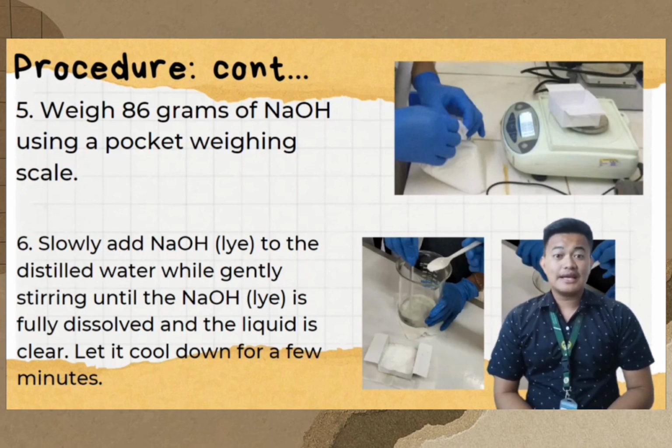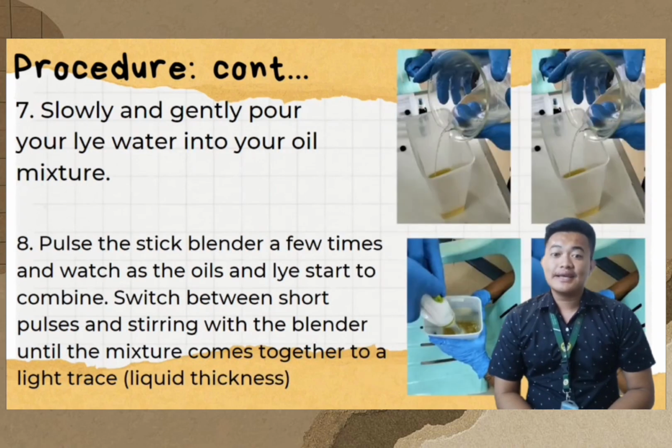Next, slowly add NaOH or lye to the distilled water while gently stirring until the NaOH or lye is fully dissolved and the liquid is clear. Let it cool down for a few minutes. And next, slowly and gently pour your lye water into your oil mixture.